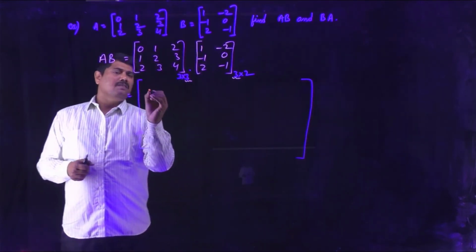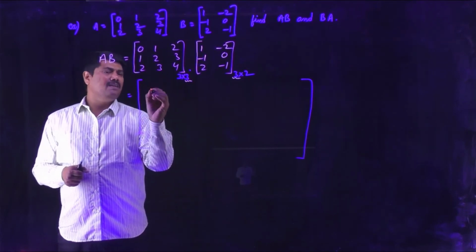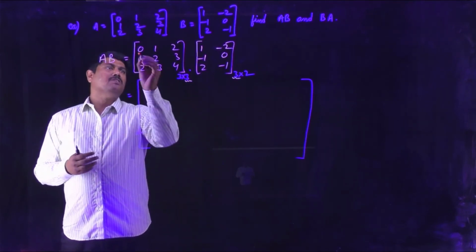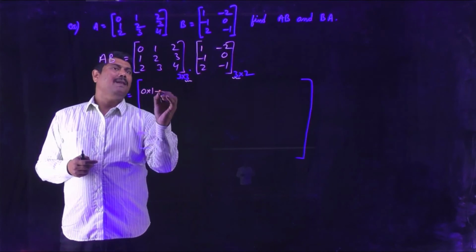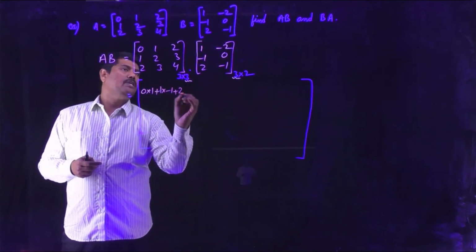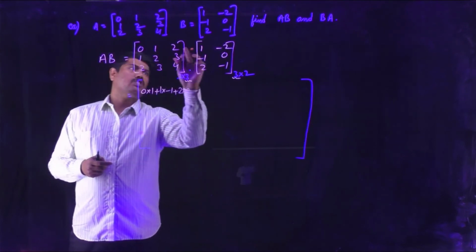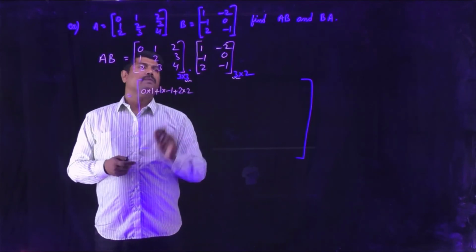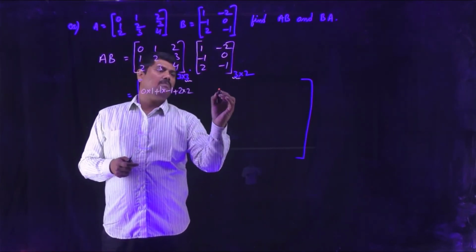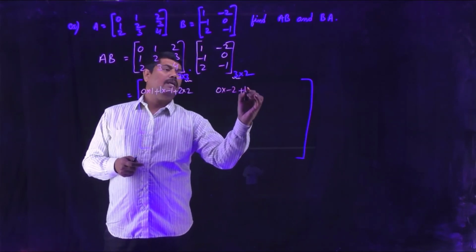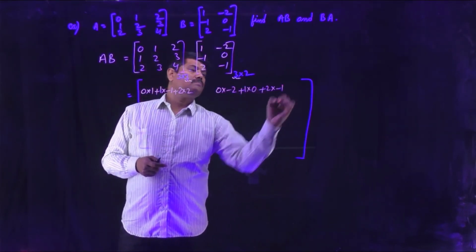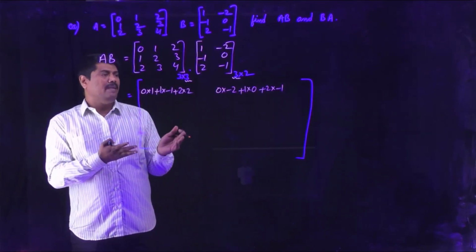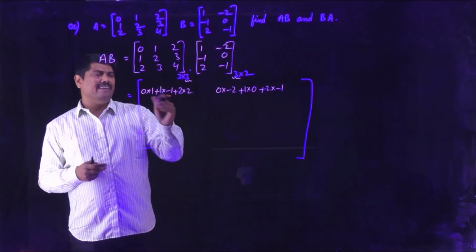With the explanation we discussed earlier, this is the 1 1 position element. 1 1 indicates multiplying R1 with C1. So 0 into 1 plus 1 into minus 1 plus 2 into 2, multiplying first row elements with first column elements. This is the first row second position element: multiplying the first row with the second column, 0 into minus 2 plus 1 into 0 plus 2 into minus 1. First you have to go through it in this manner, to see which elements are multiplied with which elements. Later you can directly write the required answer.